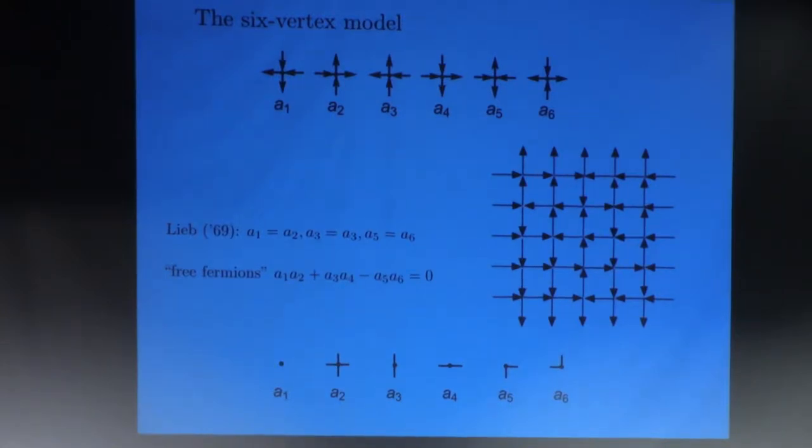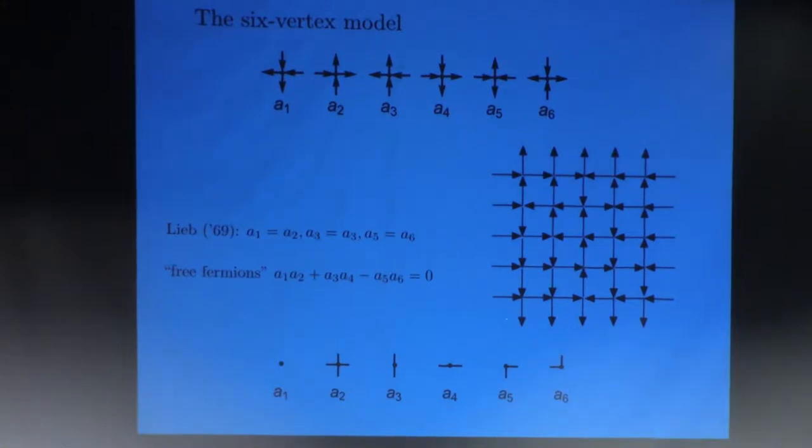What kind of questions are we going to ask? Well, lots of questions. If I have a particular finite piece with some particular boundary conditions, like suppose I want this square with all the arrows pointing up here and down there and left there and right there, and I take a random configuration with respect to this measure, what does it look like inside? Those are the kind of questions we're going to be considering.